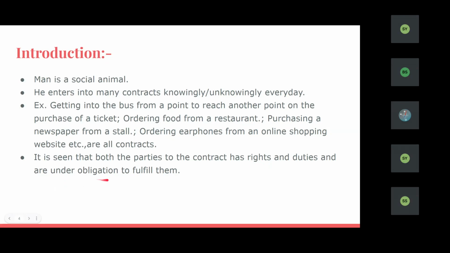And both are under obligation to fulfill them. Like all the rights and duties, both the parties are supposed to follow them. Obligation in the sense they are supposed to particularly follow them. If they don't follow, then an action can be brought against them. I think it is clear to you all. So this is just the introduction of contracts, like why contract comes into picture and what all happens.